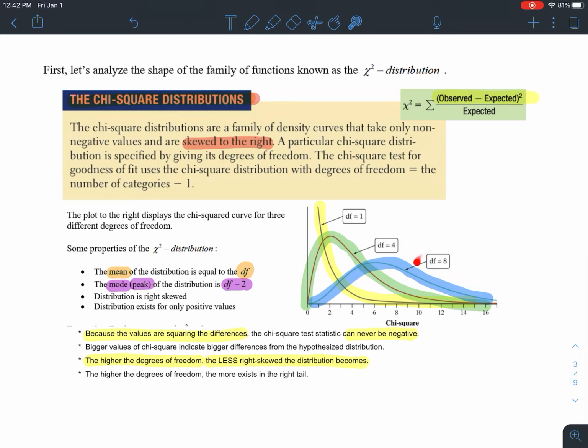to the right. But then when we start getting into this blue curve here where the degrees of freedom is 8, there would have been 9 categories. You can tell it's less skewed to the right here.